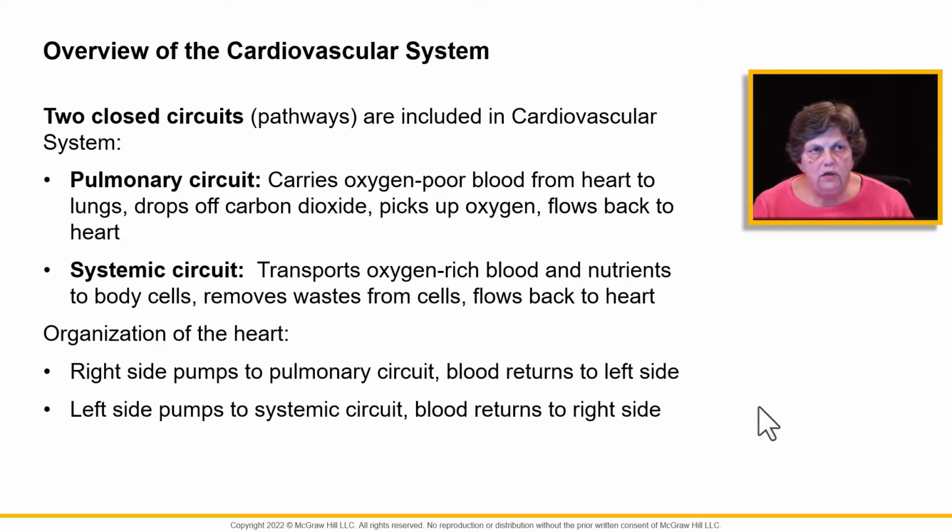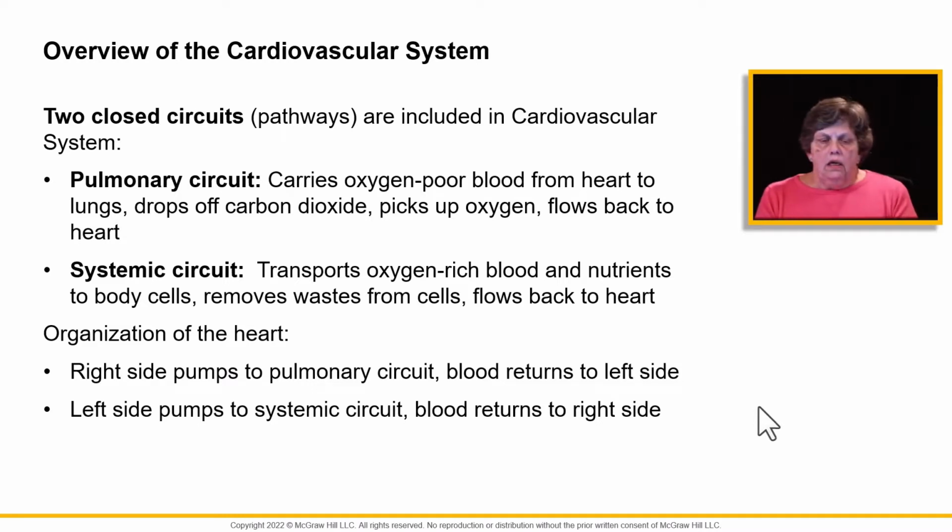And then once we do that, we want to get this oxygen-rich blood out to the system. We're going to do this in the systemic circuit. So we're going to transport the oxygen-rich blood out to the cells. We're going to release the oxygen to the cells. We're going to pick up carbon dioxide. We're going to pick up waste, and then we're going to make it back to the heart.